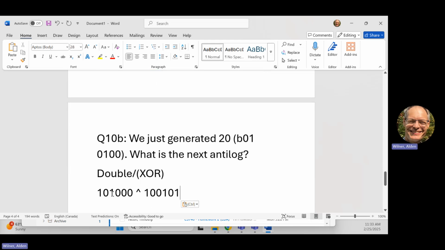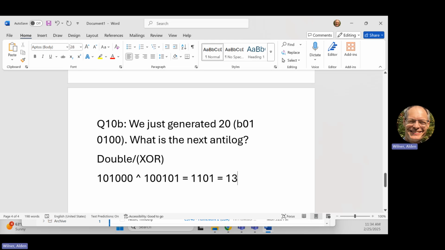And now we can see out here, we've got, this one is on, this one is on, here's off. And so we get a 1101, right? Which is what? That's 8 plus 4 is 12 plus 1 is 13. Okay, so what comes next?